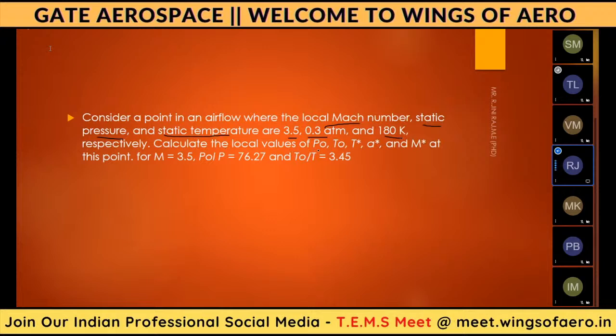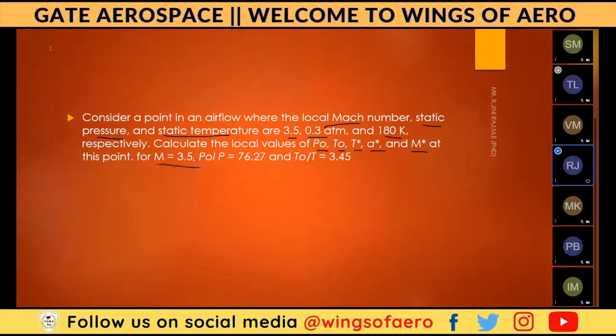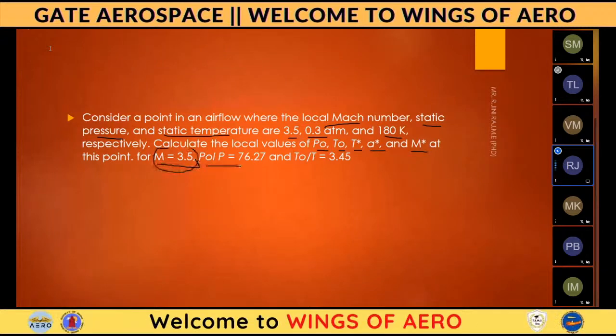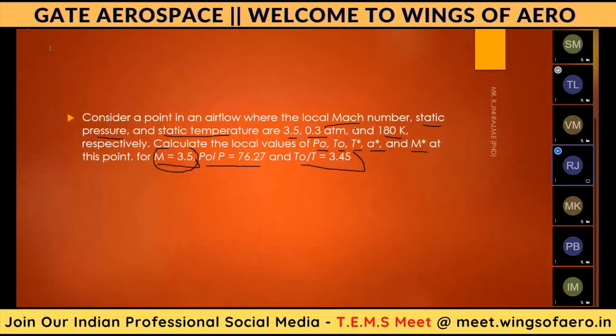Calculate the local values of P0, T0, T star, A star, and M star at this point. For M equal to 3.5, P0 by P equal to 76.27, T0 by T equal to 3.45. So it is easy. Have you noted down the formula for this T0 by T, everything and all? Have you noted down that?